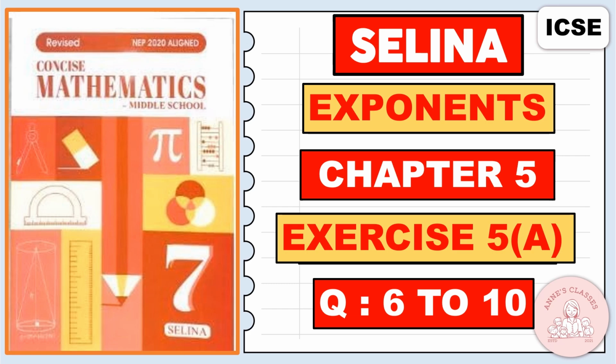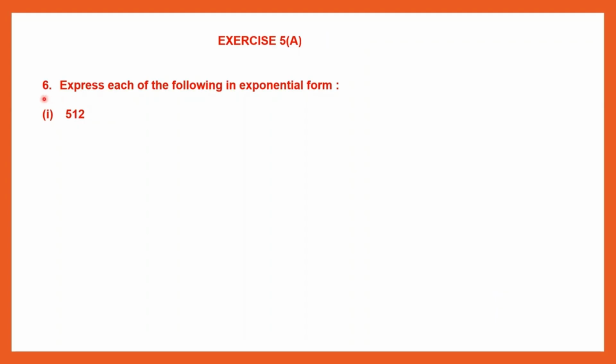Let's do exponents, chapter 5, exercise 5a. And we are doing question 6. Express each of the following in the exponential form. And the first one is 512.